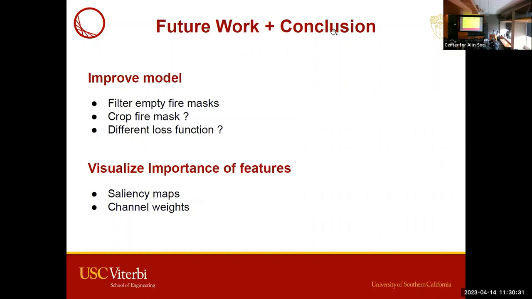We think that a huge part of the problem is the imbalance between the classes. Also, when looking through our data set, we noticed there were a few events where the fire mask didn't actually contain any fire. So we're thinking of filtering those out and also cropping some of the fire masks so that the classes are more balanced. We're also thinking of using a different loss function. Right now, we're using the weighted cross entropy loss function, but we're looking into one based on overlap of area rather than the numbers.